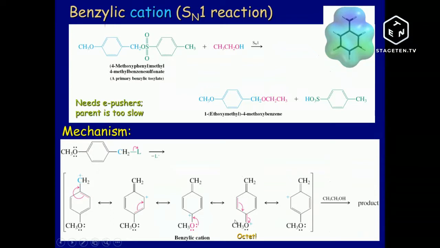Okay? Which means that whilst you need to have an electron pushing group to actually give the electrons, the same electron pushing group is aiding because there's an oxygen, and the oxygen can get the positive charge on itself, which means that the oxygen is also an octet, and all the other carbons have 8 electrons.